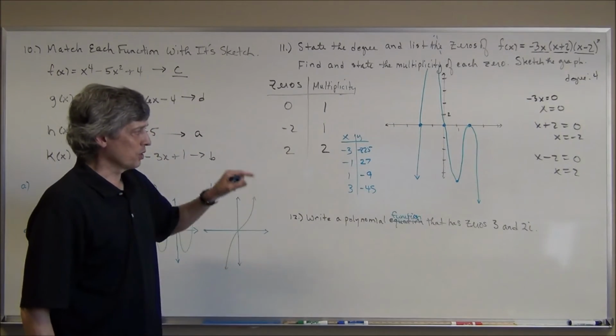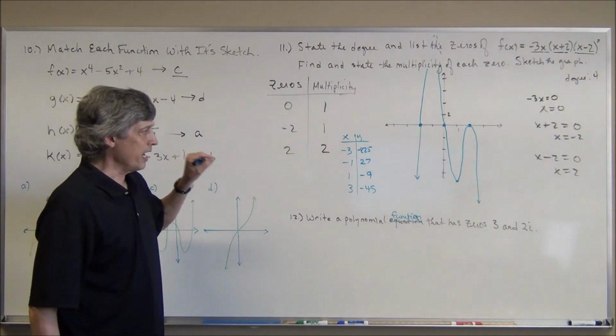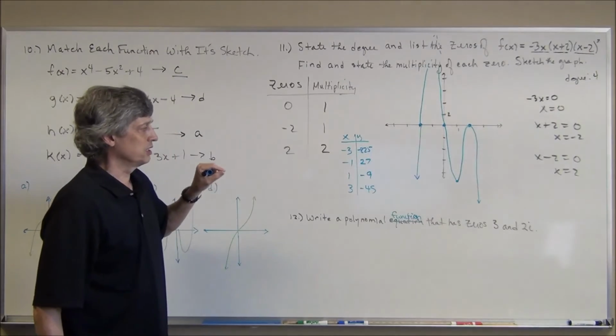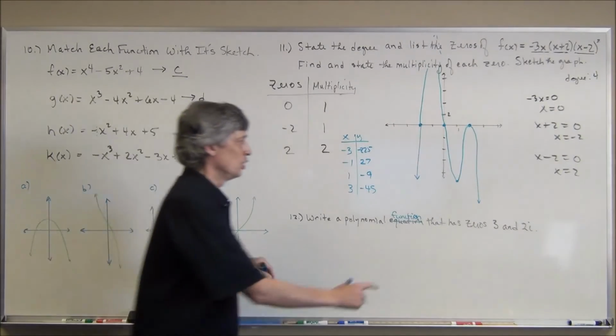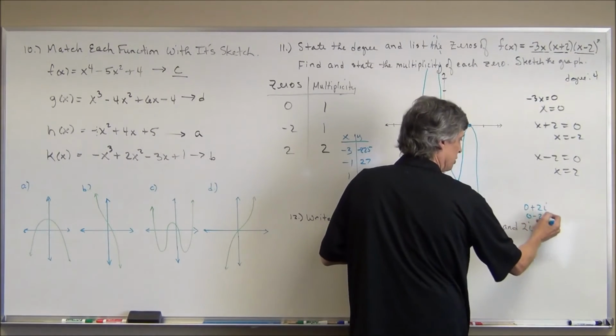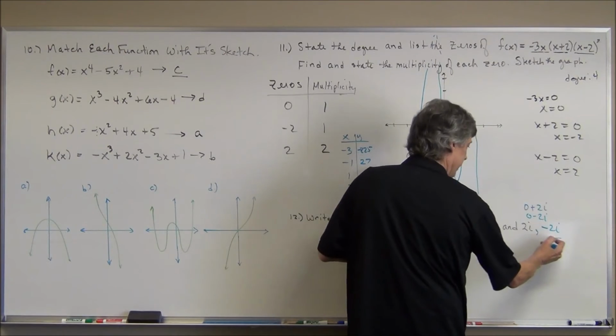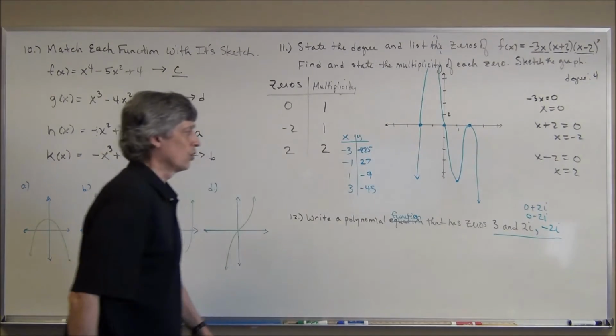Alright, remember that? We were talking about that on the very first part of the video. If a plus bi is a 0, then a minus bi is too. 2i is the same as 0 plus 2i, so that means 0 minus 2i. So I've got one more. I've got negative 2i now. I've got those three guys. So go ahead and try it.